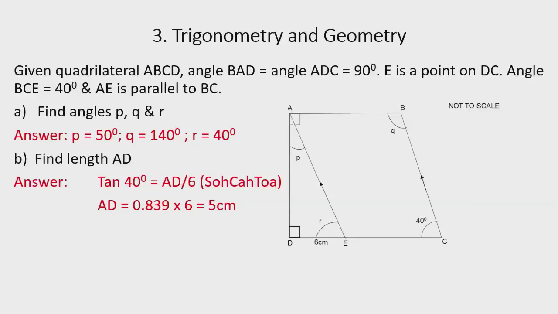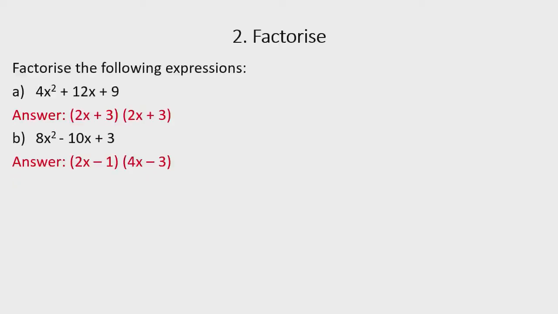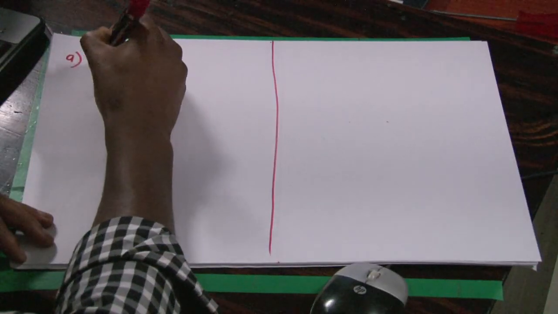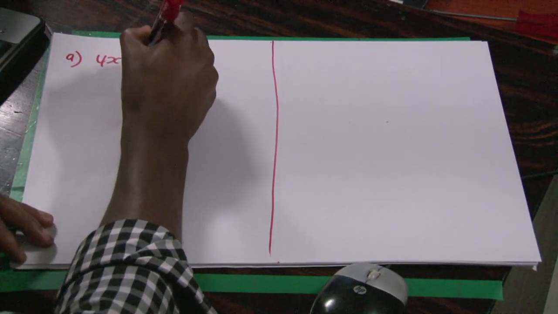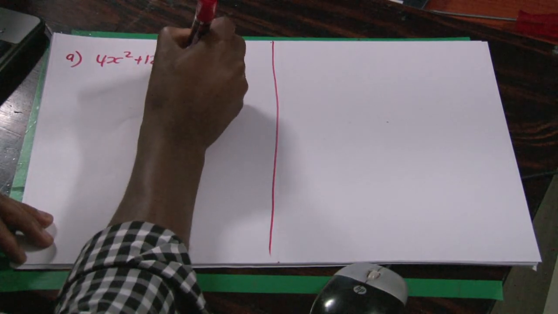Let's look at factorize. Factorize the following expressions. You remember from the previous module, module 1, we are just breaking down into smaller factors or smaller numbers. You have 4x to the power 2 plus 12x plus 9.